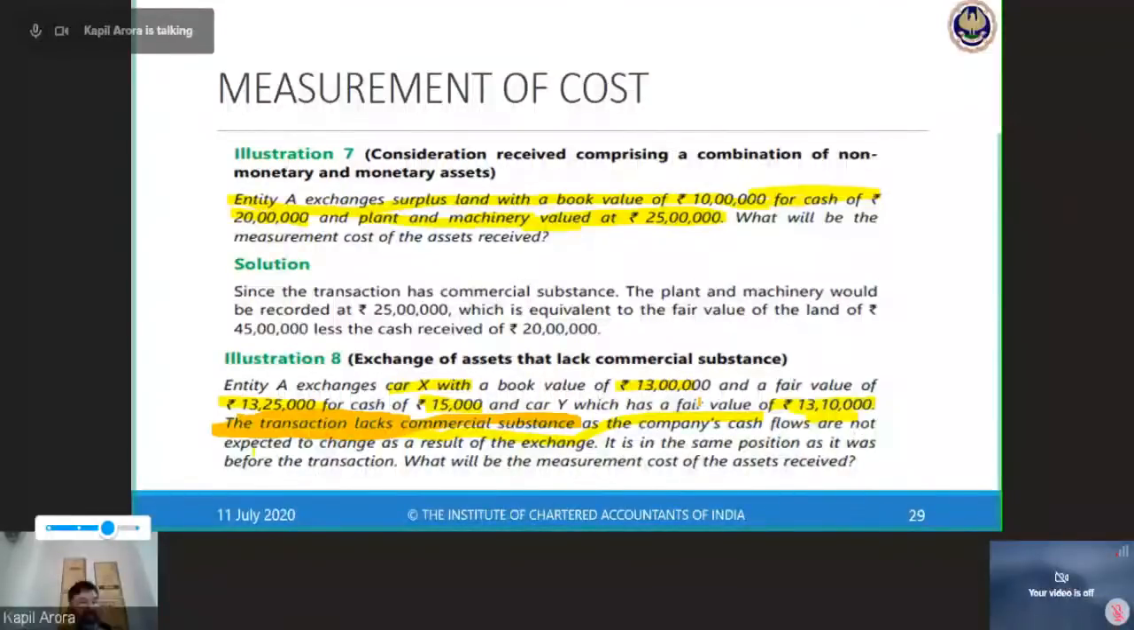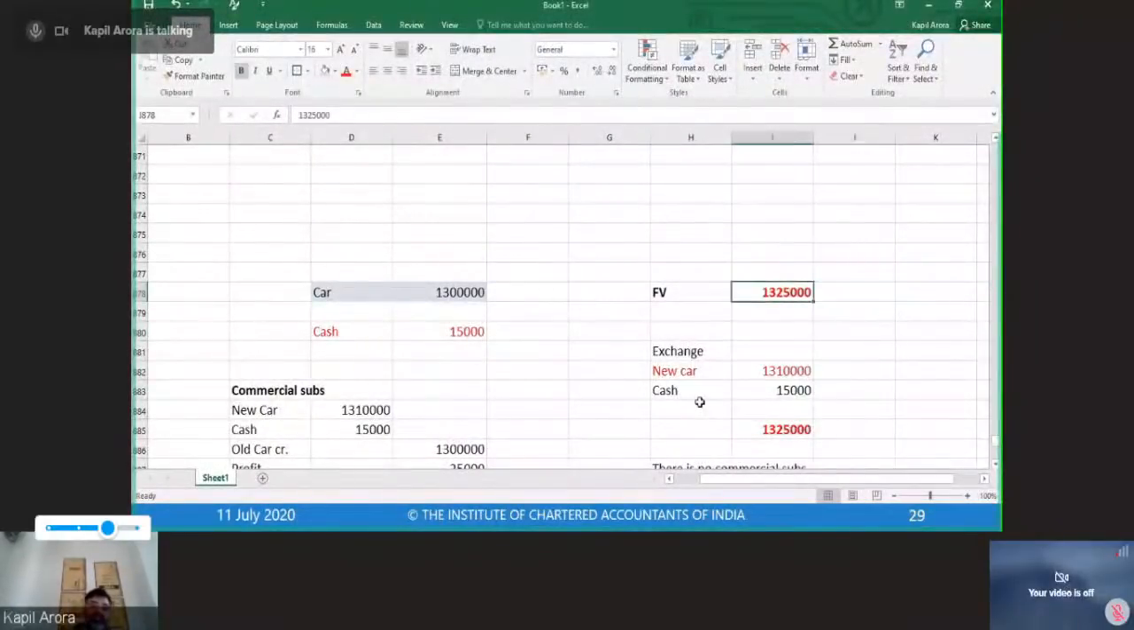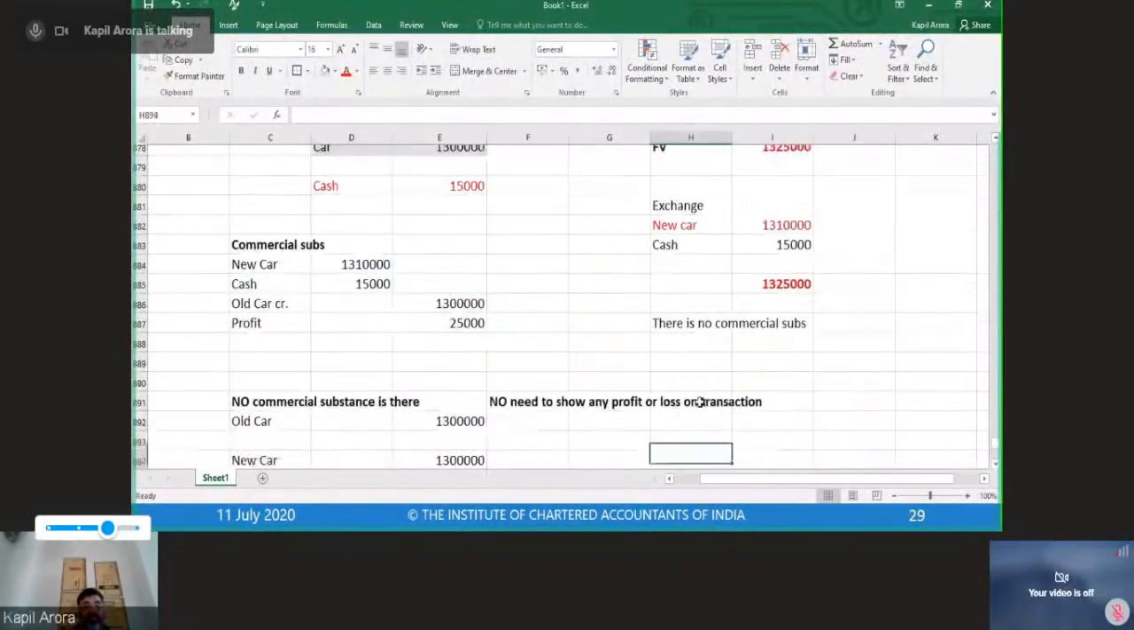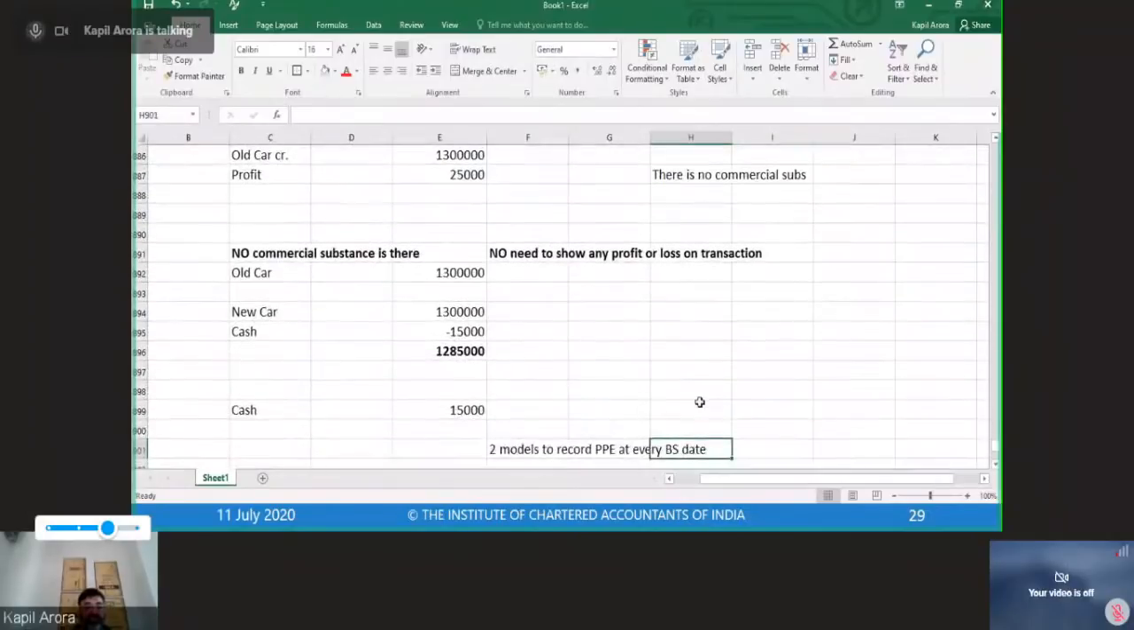Is that okay with everybody? So you go with whatever has been mentioned in the question. If question is saying no commercial substance, record the transaction as no commercial substance. If question says commercial substance, record the transaction as commercial substance. Right? I hope everyone is clear with that.